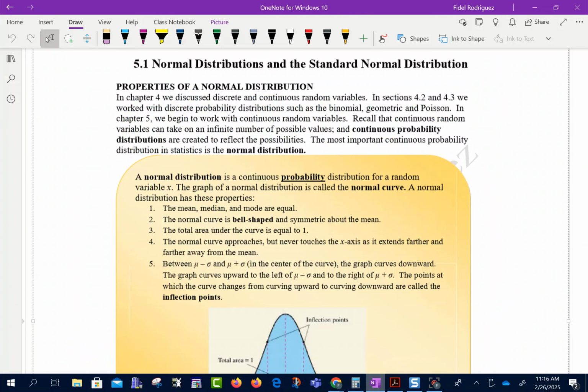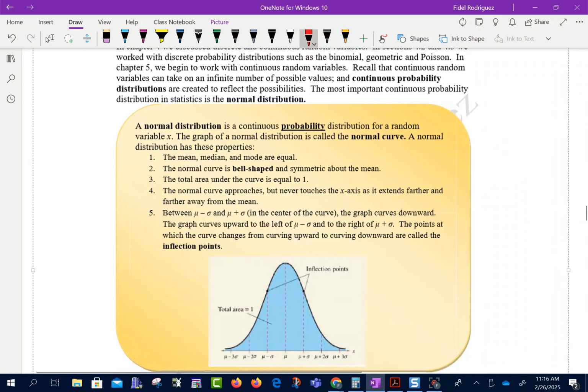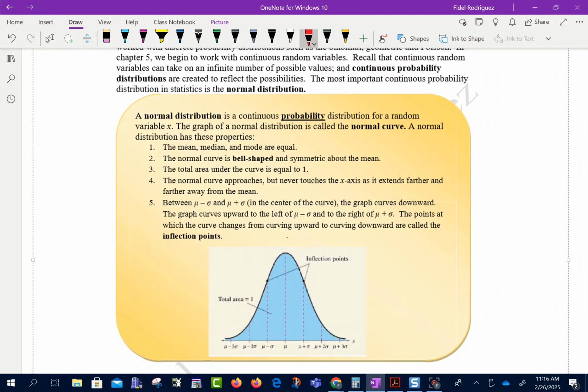All that means, y'all, is that this is a line that cuts the graph directly in half, okay? The area underneath the entire curve, this area here, y'all, the blue area, is going to be equal to 1, as in 100%. The normal curve approaches but never touches the x-axis.